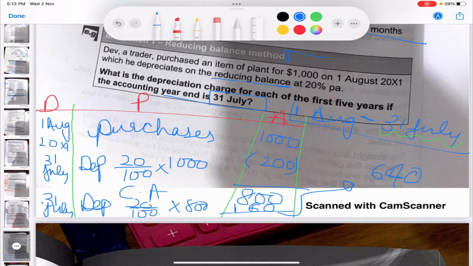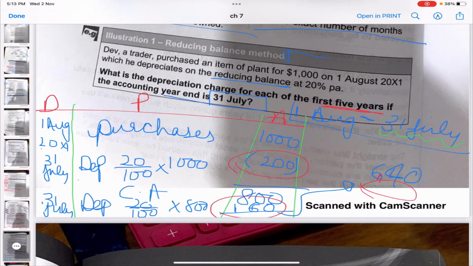So you know how to do it. This is a very simple question. Like this you need to do it for 5 years. This is the first year, this is the second year, and again from here you calculate. I'm leaving this question here. I'm sure that you can do it well by yourself.